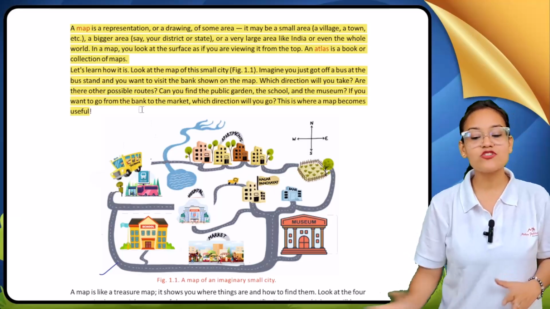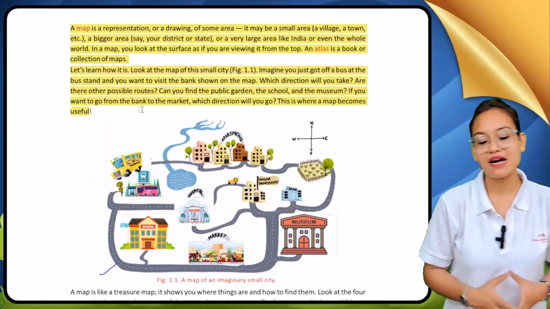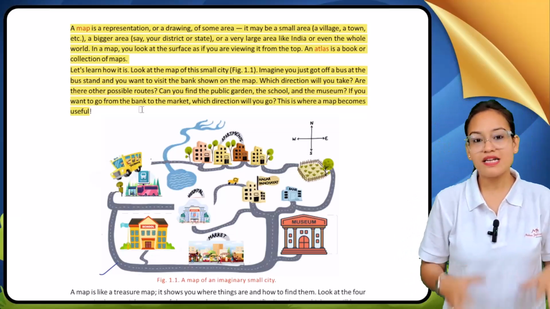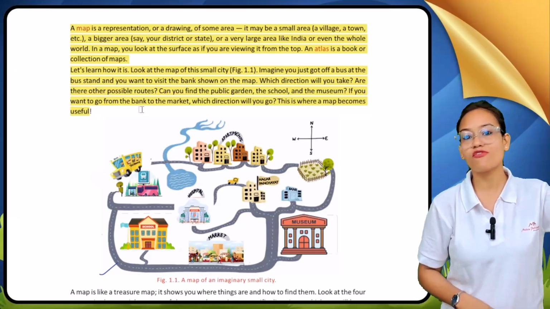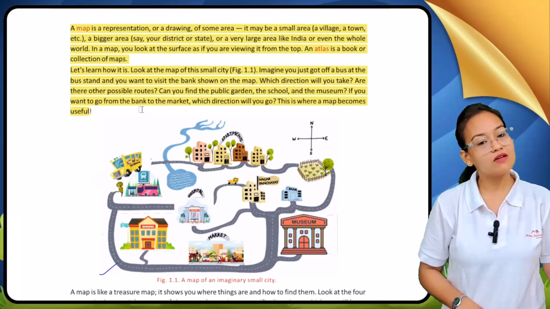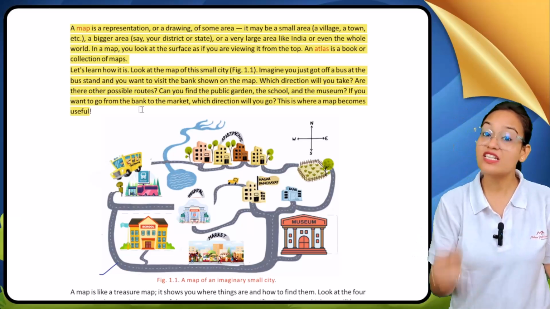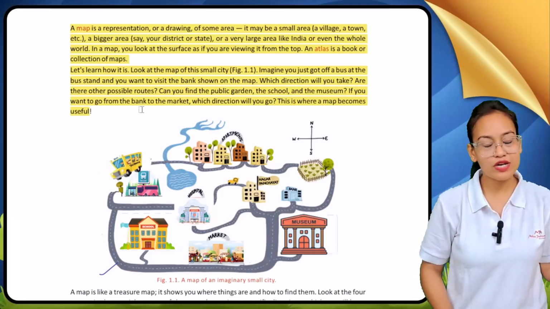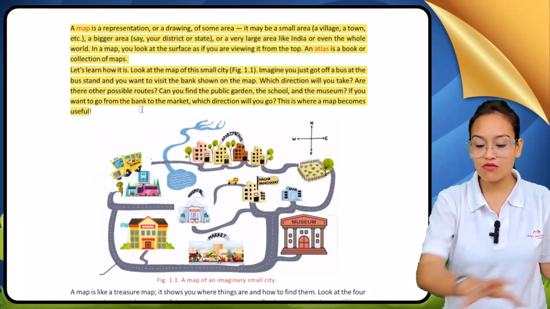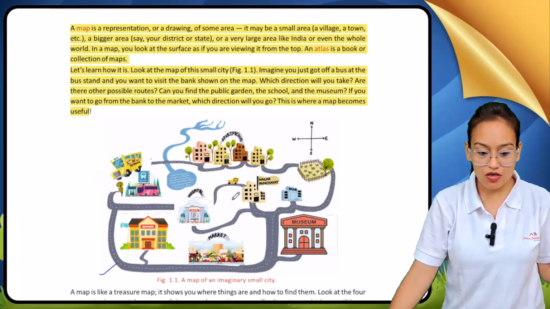Imagine you just got off a bus at the bus stand and you want to visit the bank shown on the river. Now look at this map and imagine you are getting off a bus. The place where you get off is called your bus stand. Now you want to visit the bank area which is shown in this map. For example, this is your bus stop.